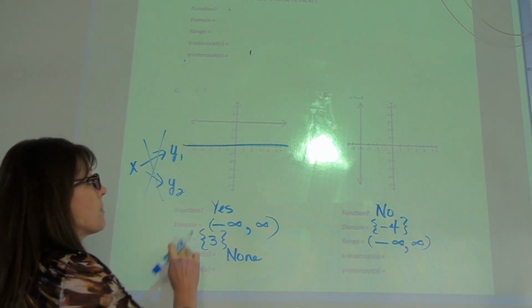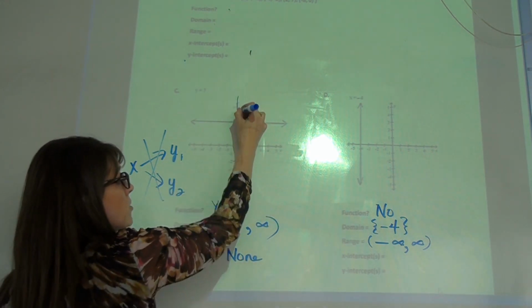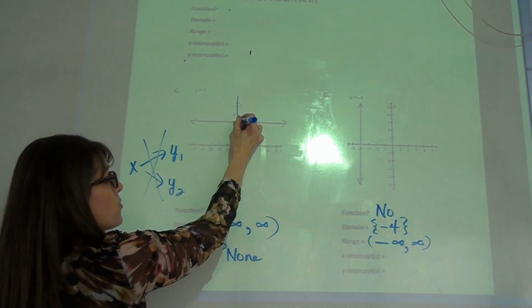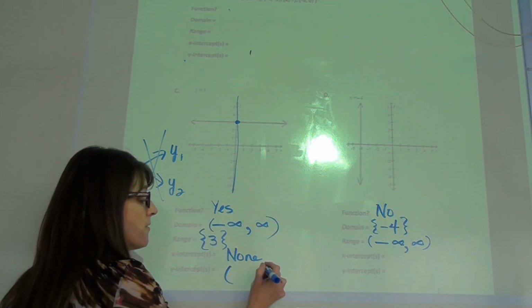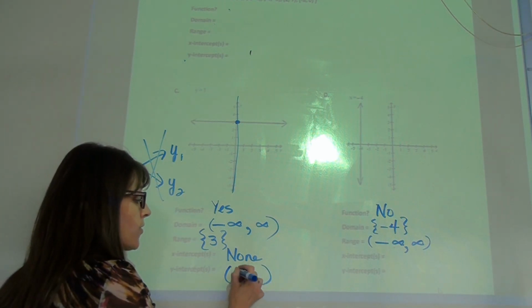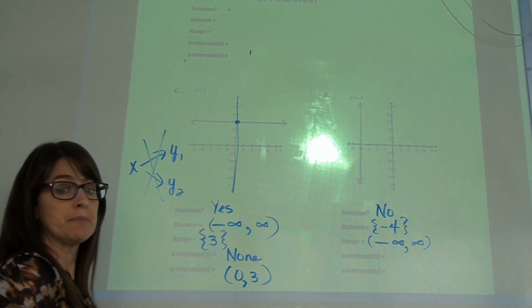Now for my y-intercept, I'm going to take a look at this graph here. I'm going to say, where does it cross this y-axis? It crosses right here at 3. And remember, that's a point in the 2D coordinate plane, so I have to express it in coordinate form. The coordinates for that particular point are (0, 3).